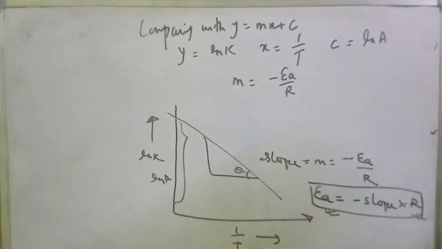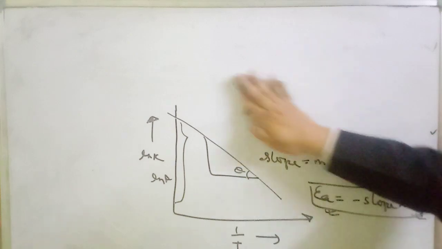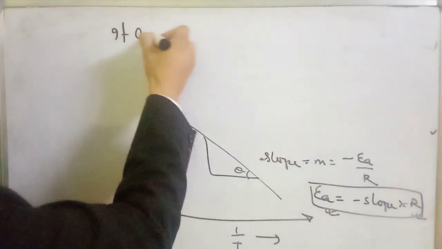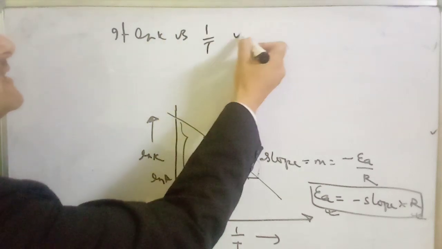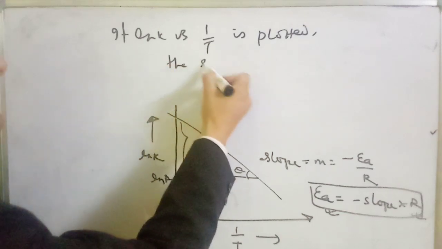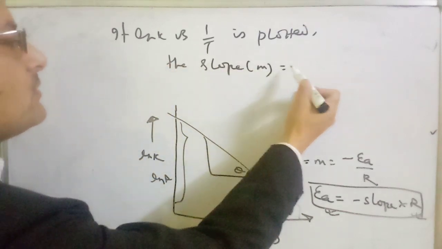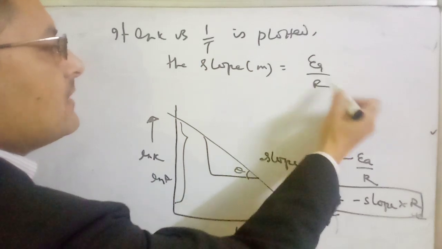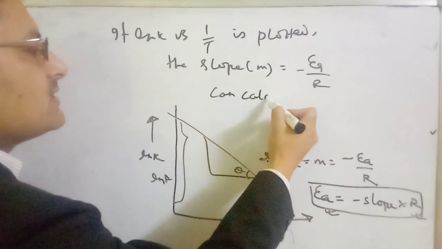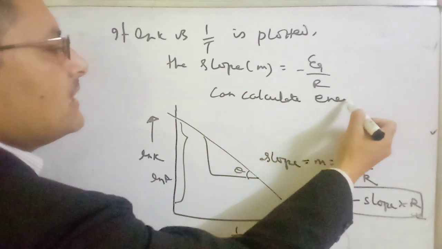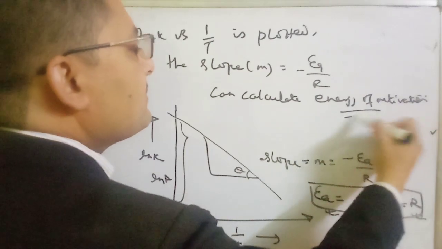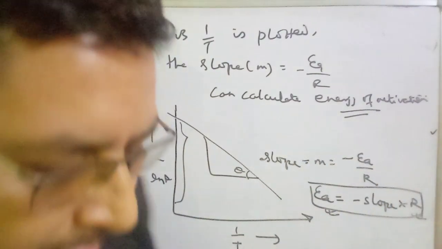From the graph we can easily say that if ln k versus 1 upon T is plotted, then the slope m will be equal to minus Ea upon R, and we can calculate the energy of activation. So in this way you can easily calculate the energy of activation of a reaction experimentally or from the graph.